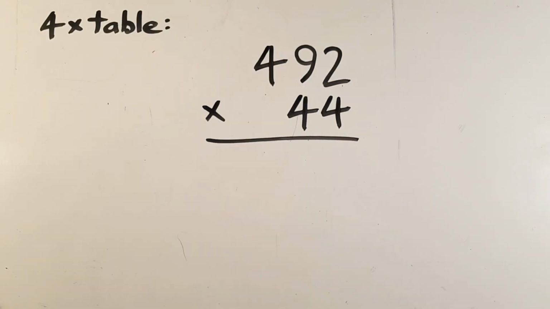Okay, have a go at this one for yourself. 492 times 44. Pause the video, have a look at it, write it down for yourself. See if you can multiply by 4, then multiply by 40, add the two together, see what you get.